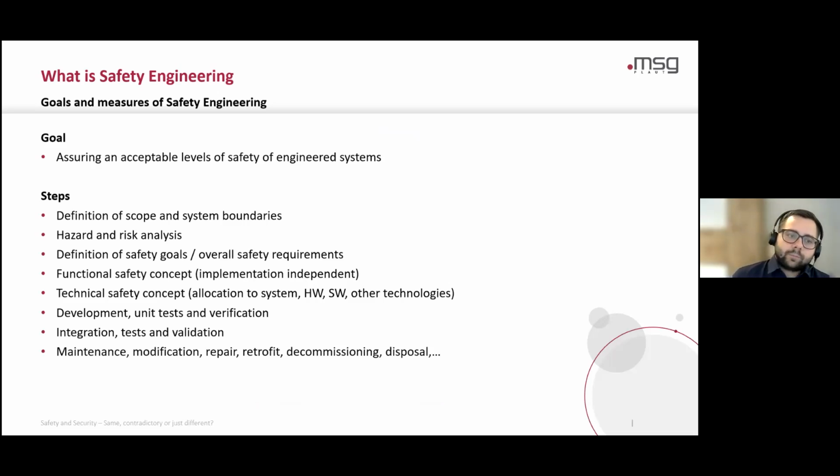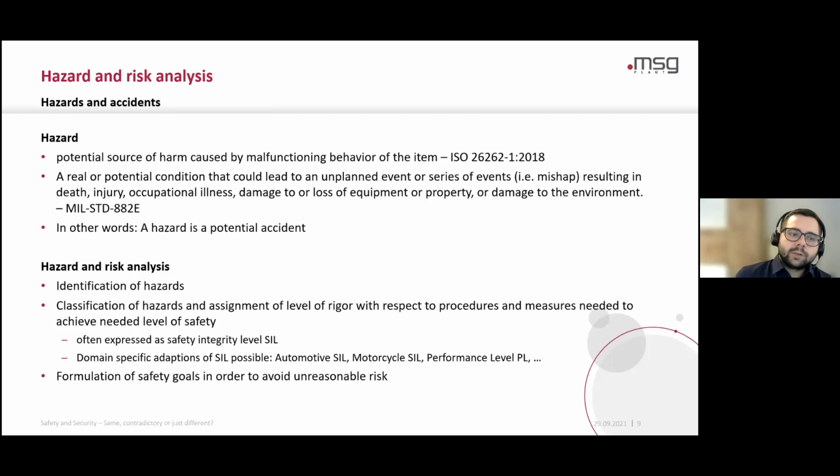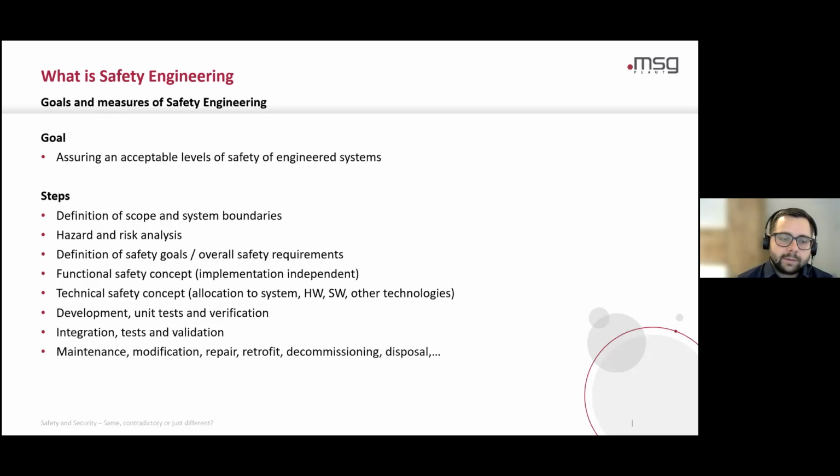Hazards are a potential source of harm caused by malfunctioning behavior. In other words, it's a potential accident. So any scenario that can lead to damage, to harm of people and also of equipment or property, depending on the scope, is a hazard, a potential accident. We need to find these hazards and then make a risk analysis. We will talk about that in detail in a minute.